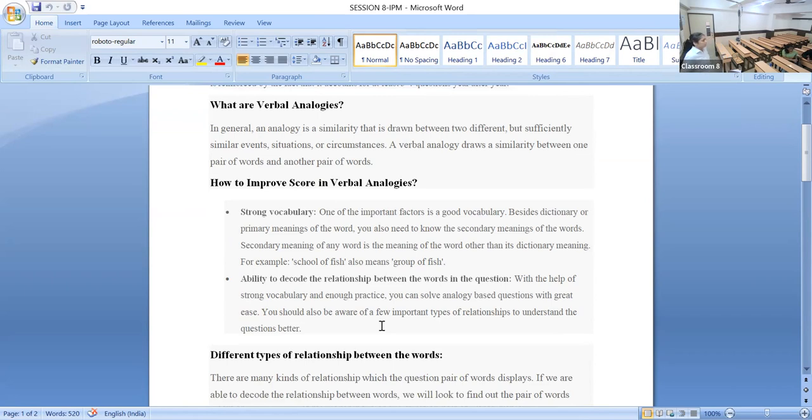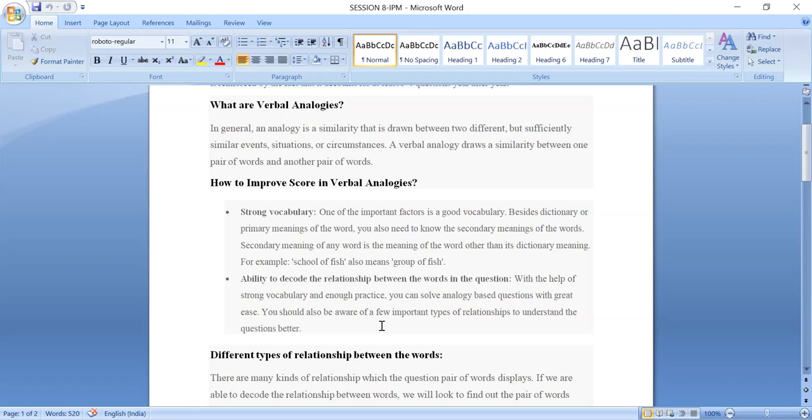Okay, so today's session is all about, you can see page number 101. Rahul, any guesses? What is this? What are we doing? Anything you know about this? Oh, analogies are basically similarities between two things.